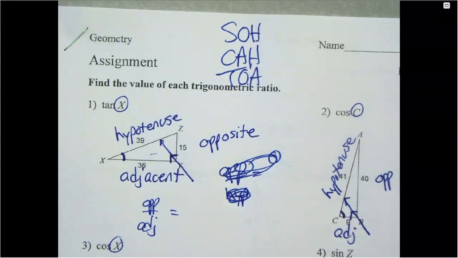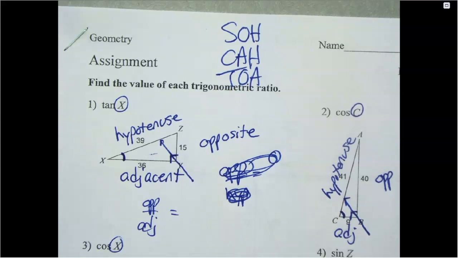And I know it's opposite over adjacent because they have O here and A. If it was cosine, it would be adjacent over hypotenuse. If it was sine, it would be opposite over hypotenuse. Does that make sense how the SOHCAHTOA works? Tan is opposite over adjacent. Cosine is adjacent over hypotenuse. You guys all wrote that down too.